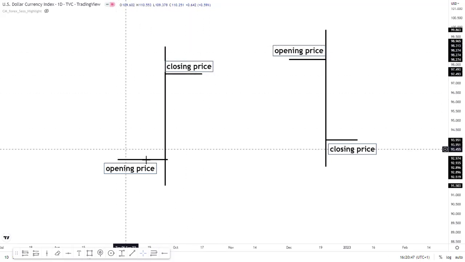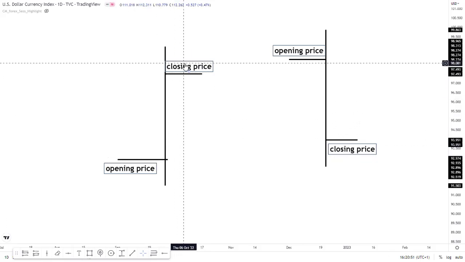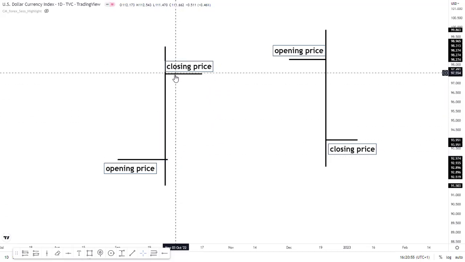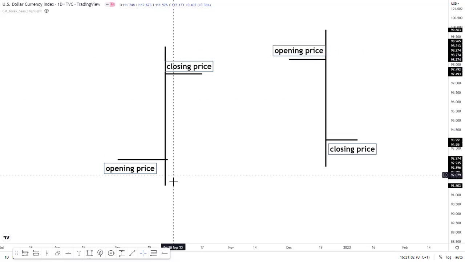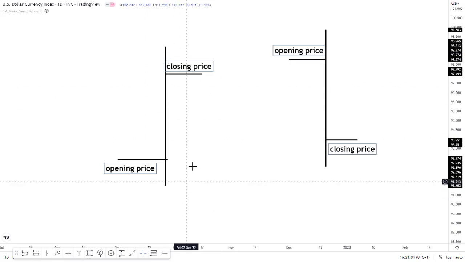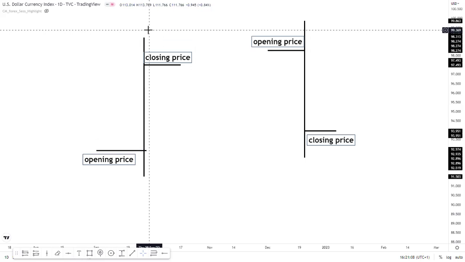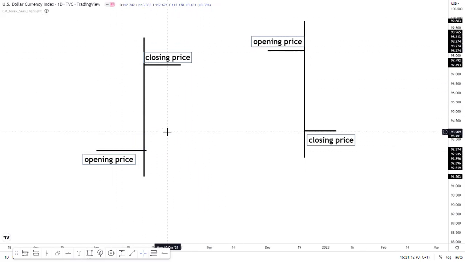By looking at just this, you already know that this is the opening price, this is the closing price, this is the candle body. In between the opening and the closing is the candle body. Then this is the candle wick that usually forms the high and the low of the entire candle. So this is the wick or shadow, the high, the low, the open and the close. This is a bullish candlestick.